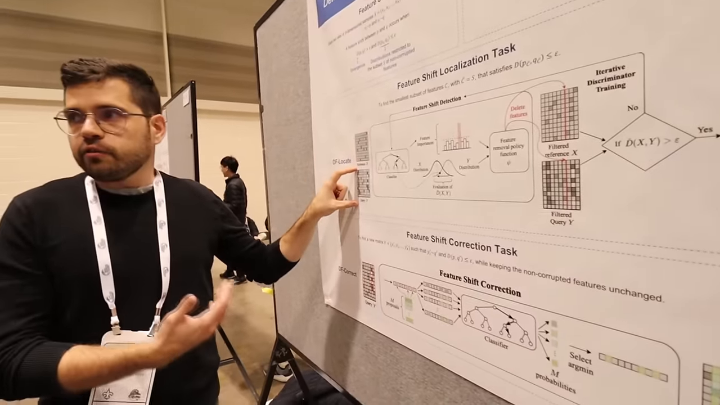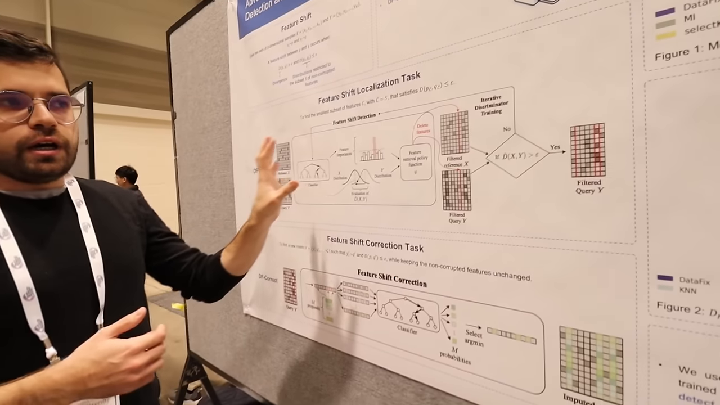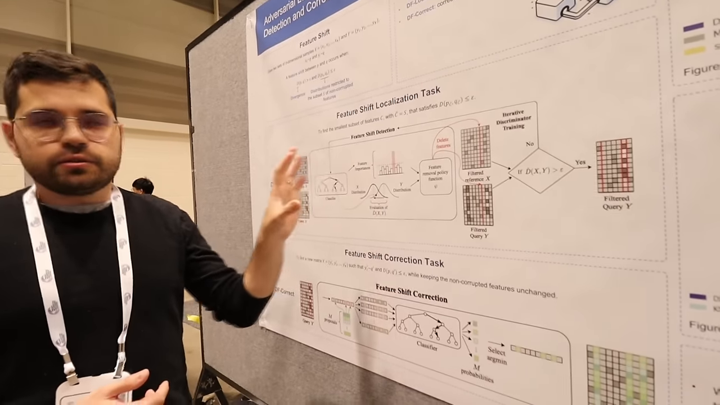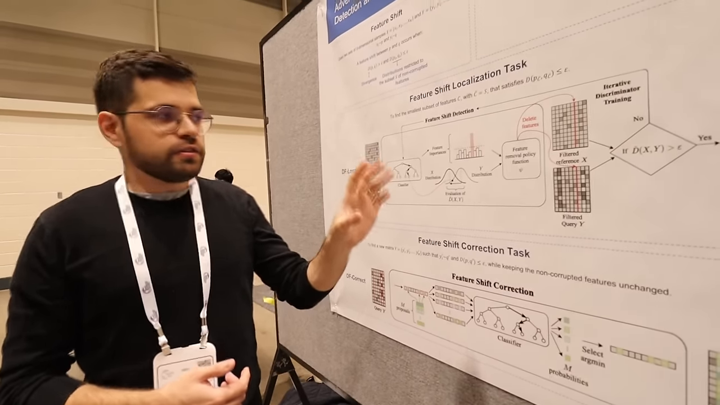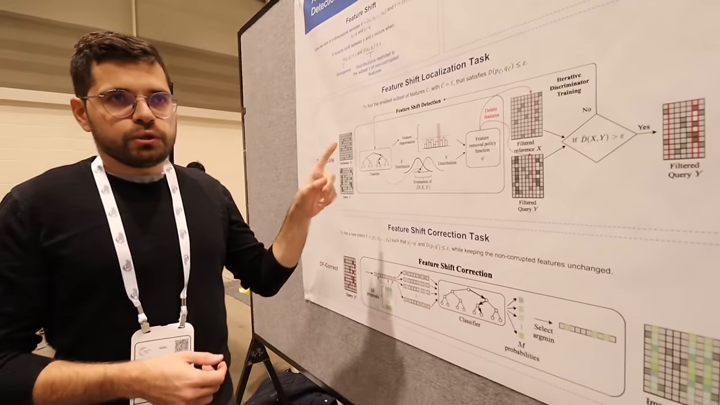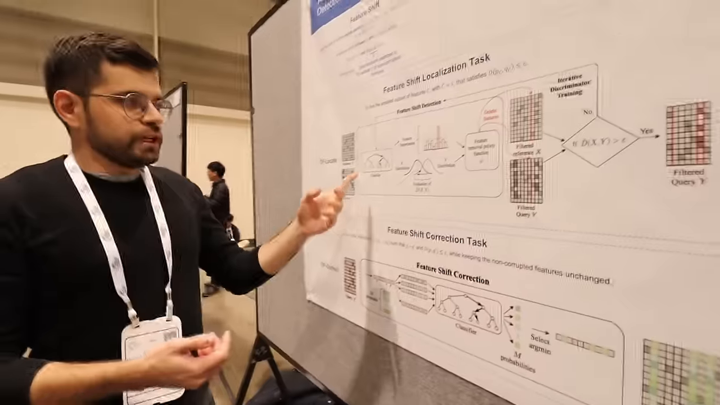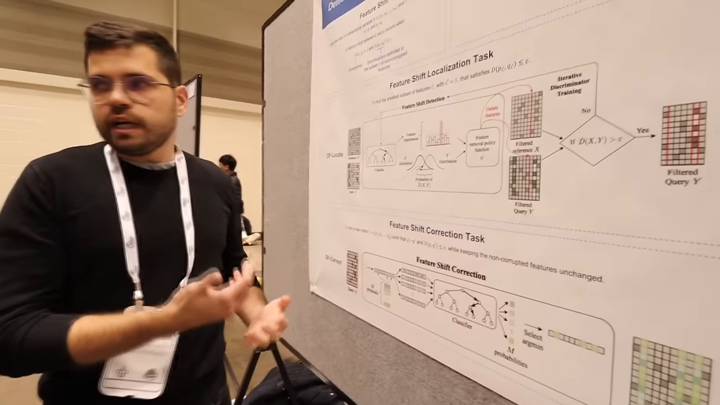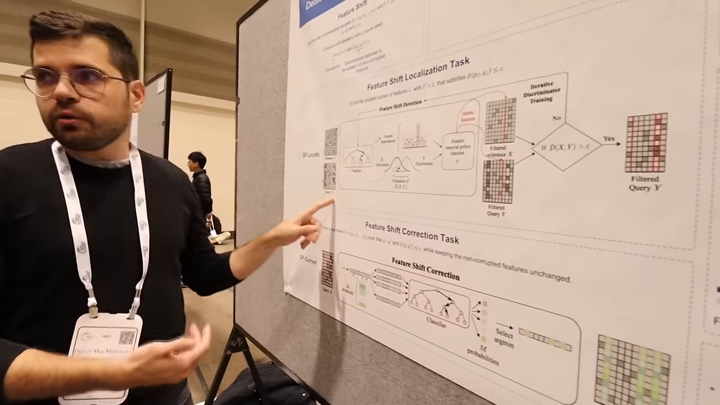This query Y follows a distribution Q. And basically, we just do an iterative heuristic, trying to find which features might be originating the shift. What we do is we train a binary classifier, in this case a random forest. We train it in the same way that you do in GANs to classify between real and fake. Here, we do it to classify between reference and query.